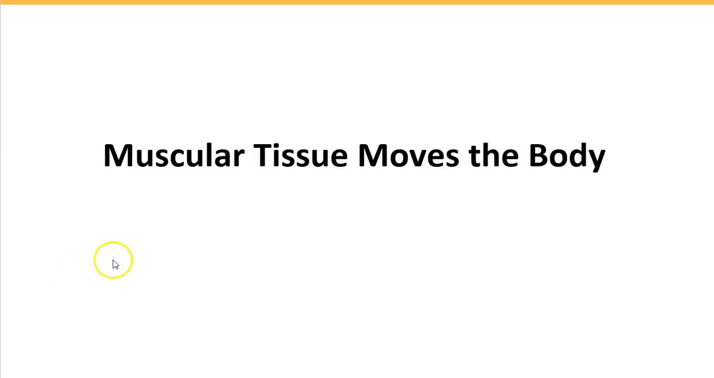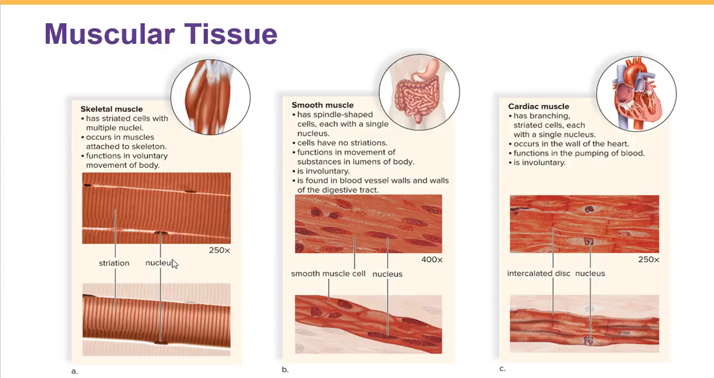Let's start with the muscular tissue, which is responsible for contracting and making movement. Muscle tissue is specialized to contract, and we have different types of muscle tissue in our body based on their structure, their function, and their location. We can divide our muscular tissue into skeletal muscle, smooth muscle, and cardiac muscle.